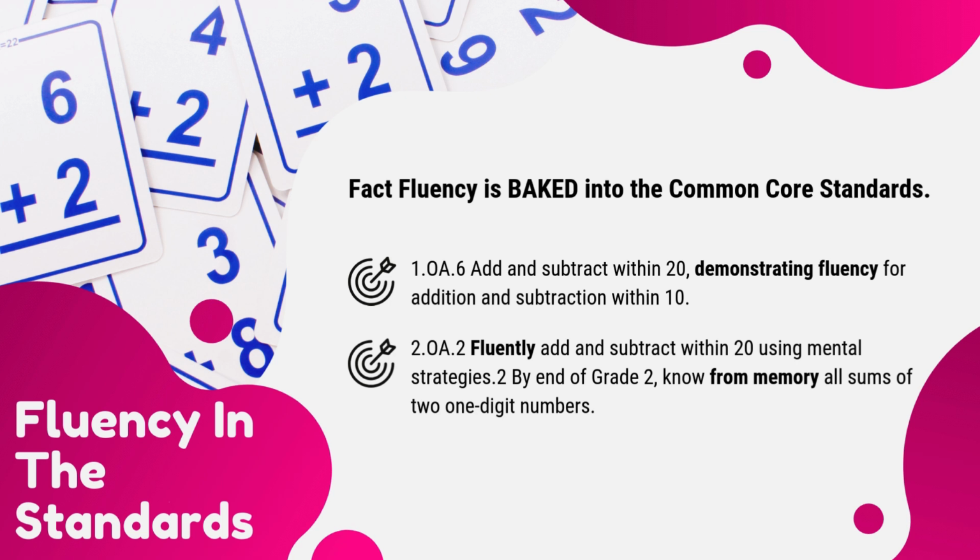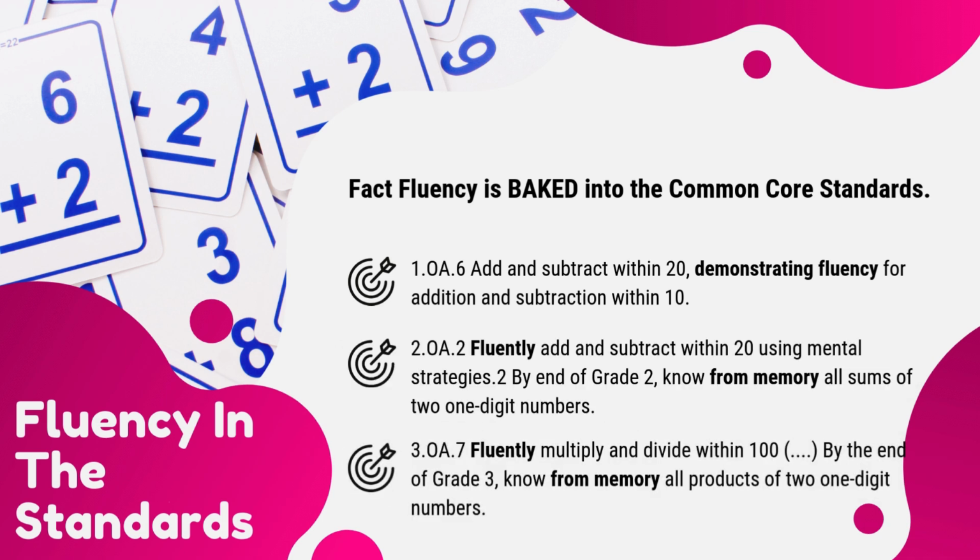Fluently, your students need to fluently add and subtract within 20. So this doesn't necessarily need to be those one digit number facts. So your students would need to fluently be able to add 17 plus 3. That's a fact that's within 20 that isn't a sum of two one digit numbers. Additionally, you'll notice that from memory, your students need to know all sums of two one-digit numbers. So we're asking our students to have their addition facts from memory for numbers up to 20, the one-digit numbers. But subtraction is not yet from memory.